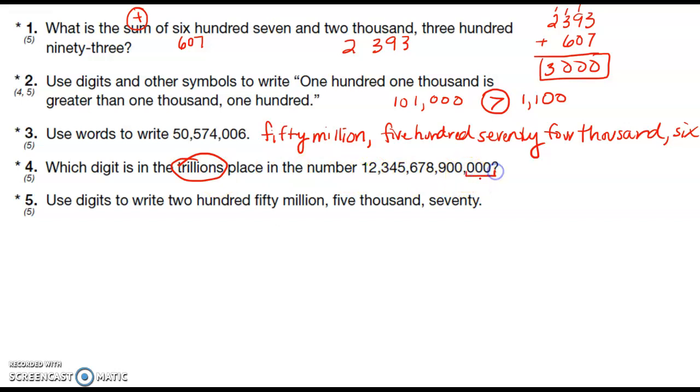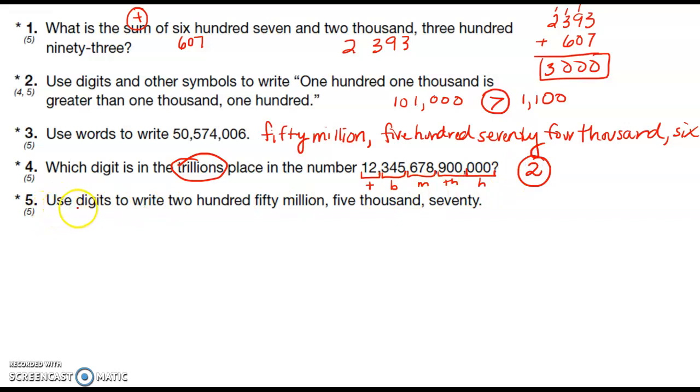Number 4, which digit is in the trillions place in this number? So I have my hundreds, my thousands, my millions, my billions, and these are my trillions. So the 2 is in the trillions place, the 1 is in the 10 trillions place. So the number is 2.